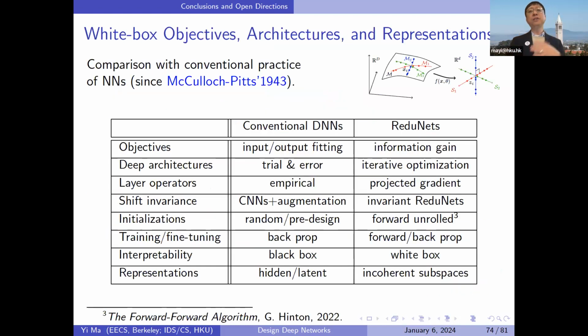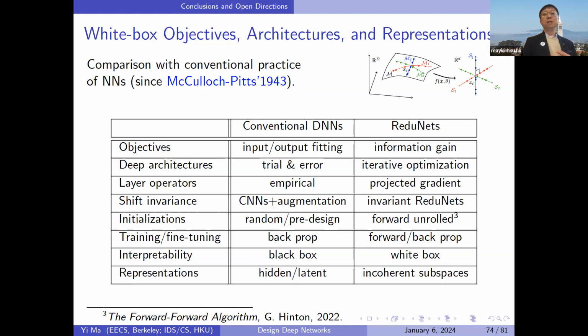The neural network was conceived exactly about 80 years ago. In the past 80 years, practice of deep networks has always followed the guidelines on the left: fit some input and output, randomly initialize, and train with backpropagation. After training, it's still a black box, and you test it as a black box. The features you call hidden and latent, which is ridiculous. You spend billions of dollars to train a model, and you call what you have learned hidden.